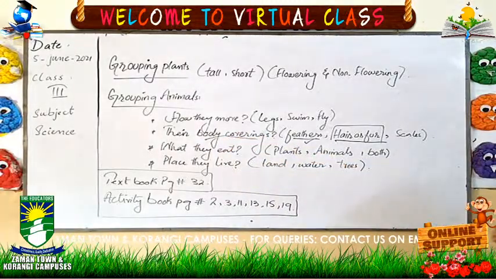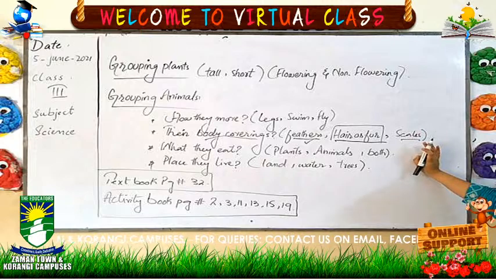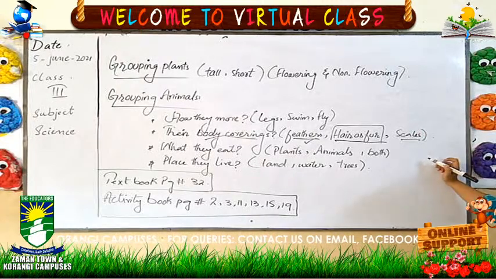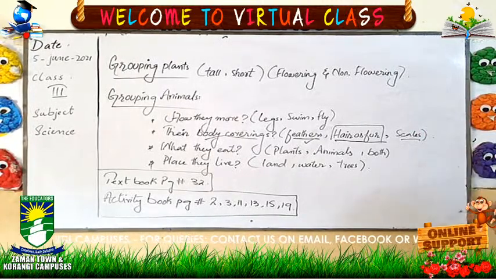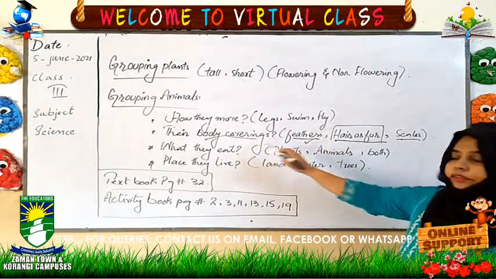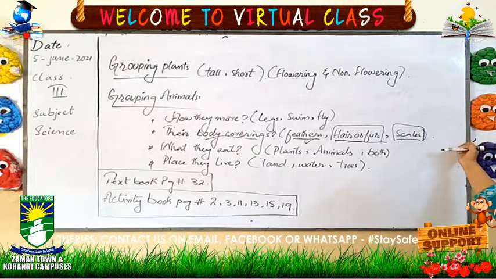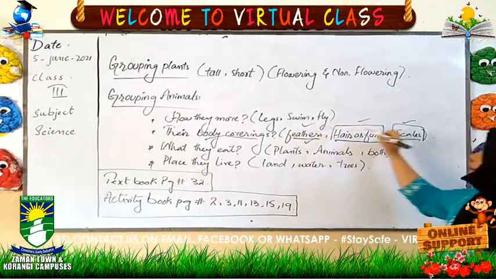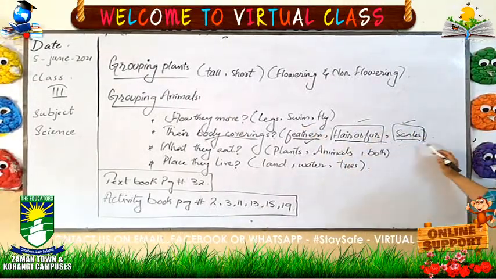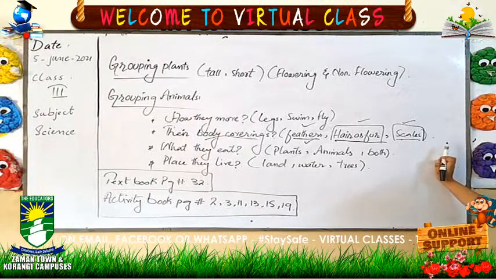Okay. Now the third one is scales. Many animals have scales on their body covering, so we also categorize them, that these animals have scales on their body covering. So the body covering can be divided into three: feathers, hair or fur, and scales. Okay. So we have made three groups for this purpose.